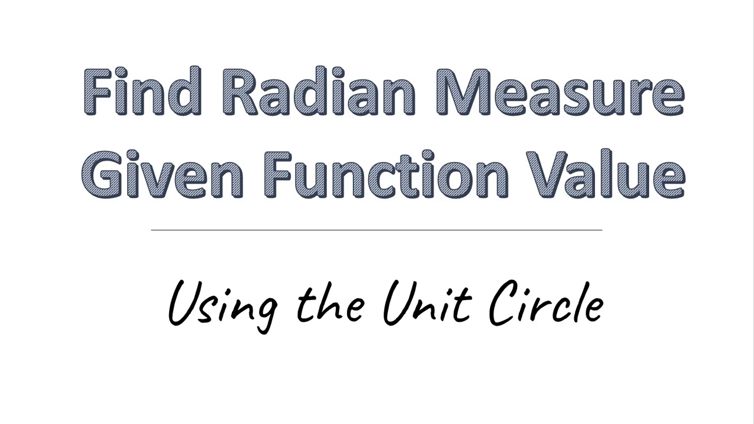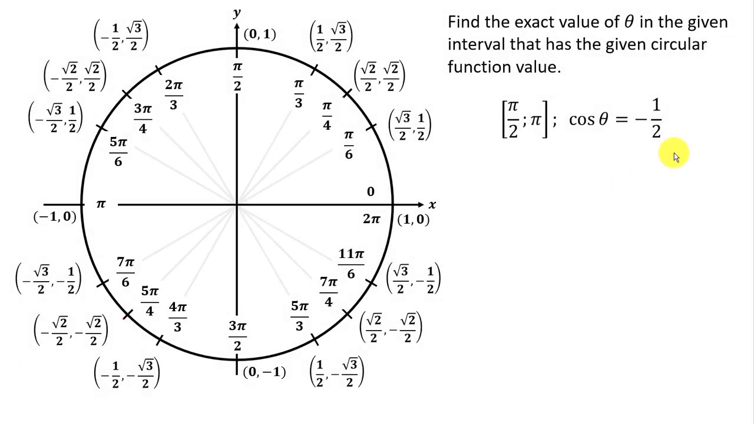Hi everyone, in this video we're going to look at a few examples where we need to find the radian measure of an angle if we know its function value. For our first example, we need to find the value of angle theta if we know that this angle is in the given interval, from pi over 2 to pi, and that the cosine value of that angle equals -1/2.